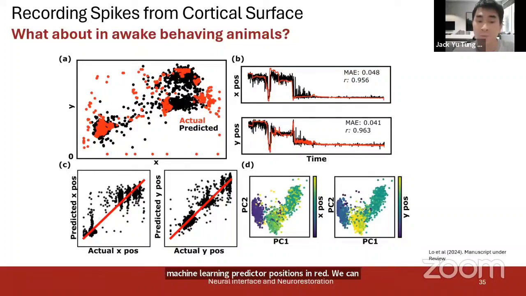We can also map out the X and Y positions separately as time series, as in figure B here. And you can see that the actual and the decoded positions mirror each other very well, with Pearson's R exceeding 95%. And figure C shows the same thing, but plotted as correlation plots. And lastly, we used a principal component analysis to show that there were clear differences in the ensemble spike pattern between the different spatial positions.